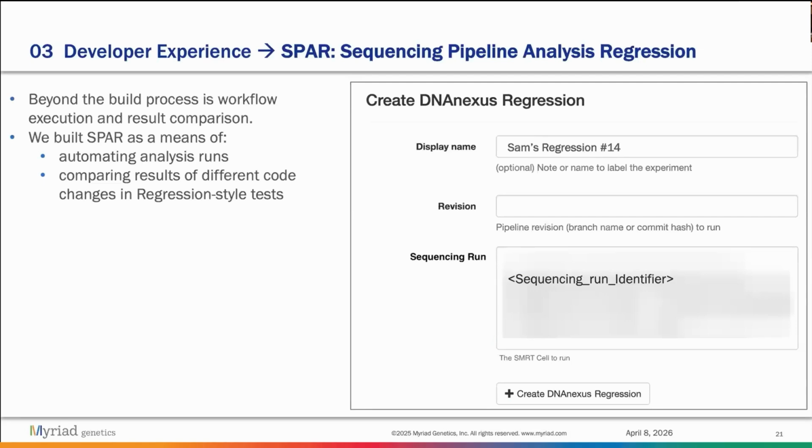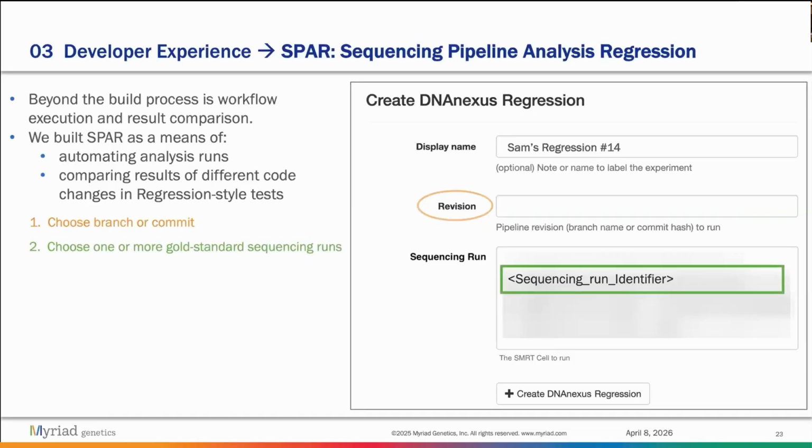The next system in our environment, which has made everything much easier for our computational scientists, is SPAR, Sequencing Pipeline Analysis Regression. So after the build process, you need to actually execute your workflows and get results. So we built SPAR as a way of automating running the analyses, comparing the results of different code changes in regression style tests. And all you need to do is choose your code branch or commit, choose one or more gold standard sequencing runs from the box, and again, just hit go.